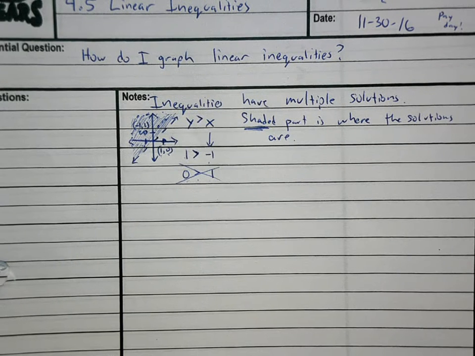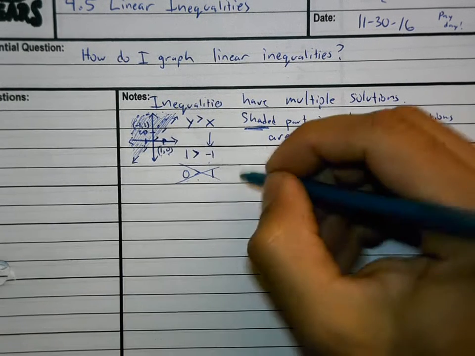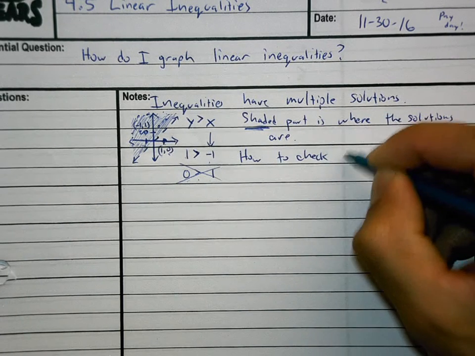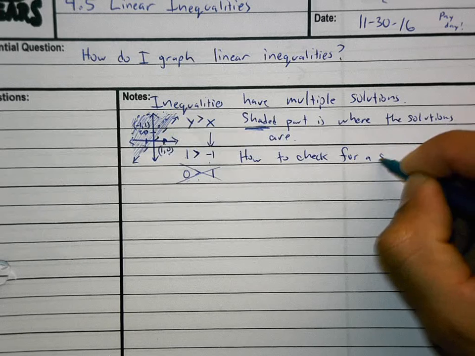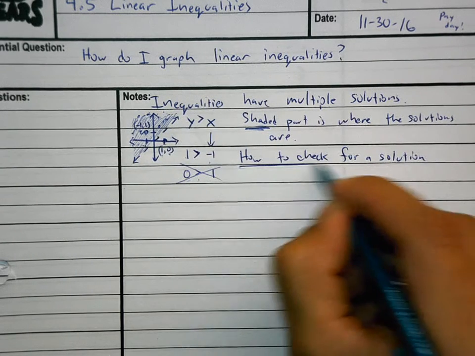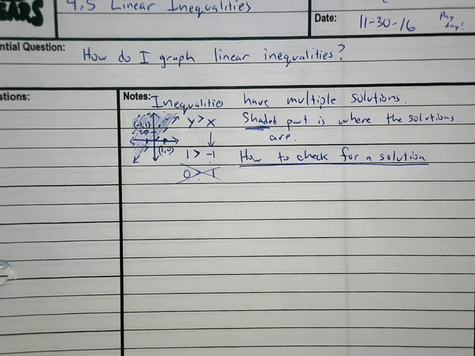How do we check to see if something is a solution? You plug it in. How to check for a solution. I'm going to write that down real quick.